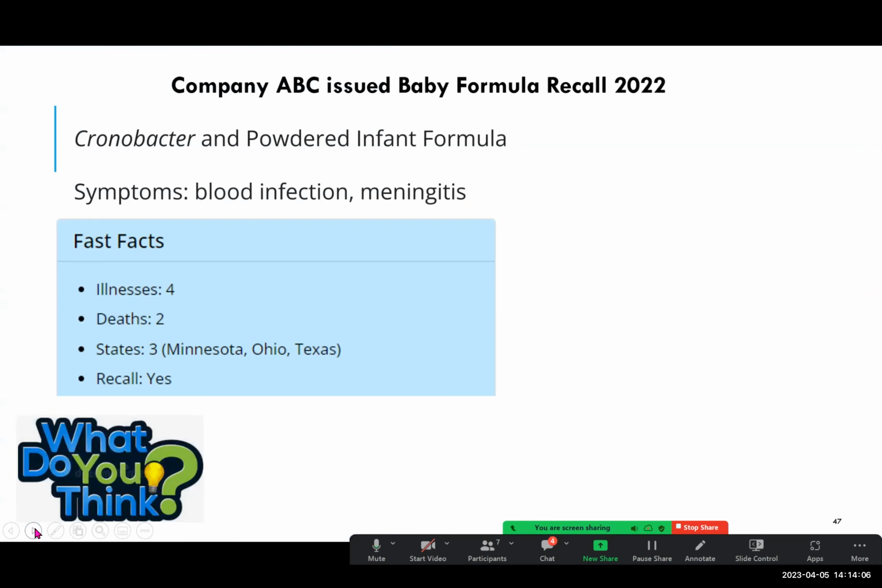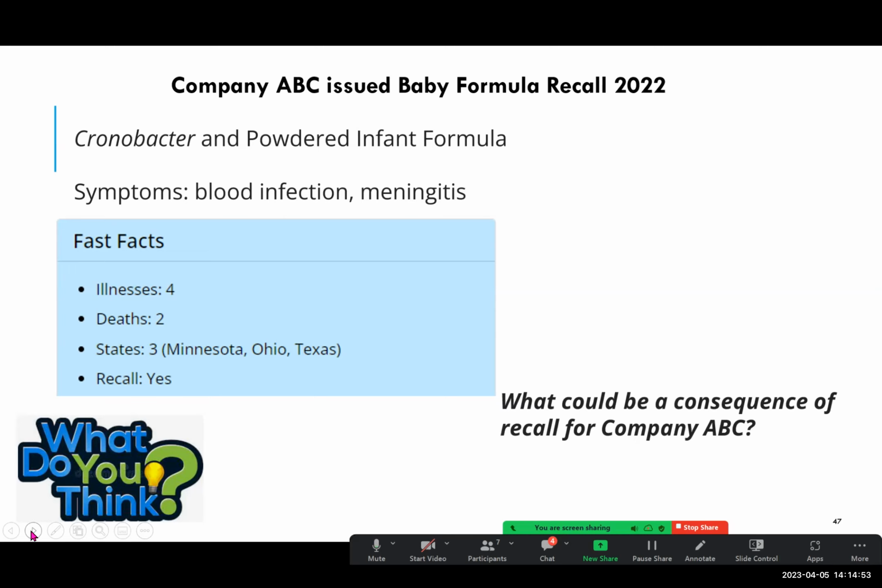And then here's the one about the baby formula recall in 2022. I didn't put the actual name. At the time that I made this, there had been 4 illnesses and 2 deaths in 3 states. This is Abbott, with the name change to ABC. I called it Cyanobacter, but it was Cronobacter. That was found in the powdered infant formula. So recalls do happen. Production shutdowns do happen. So we want to always make sure that as individuals, we're doing what we can to mitigate any harm to our patients.